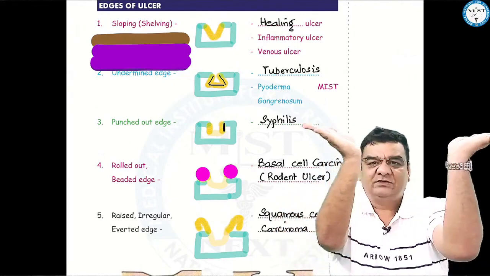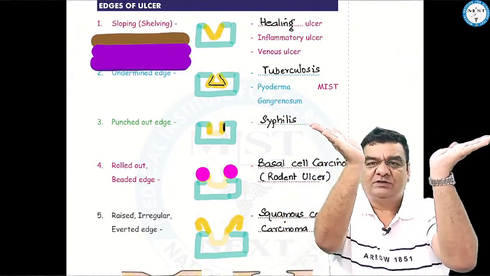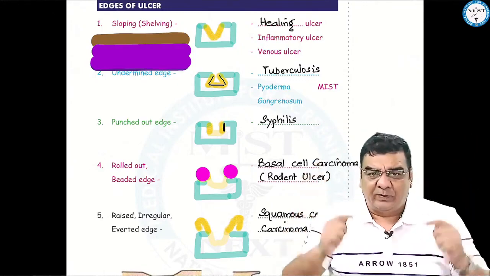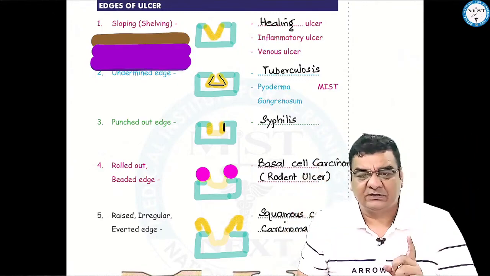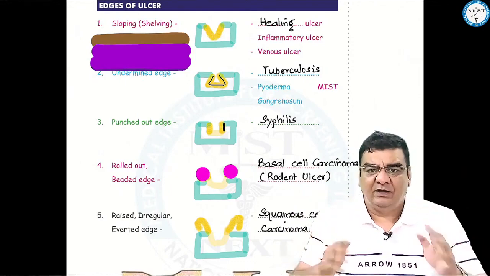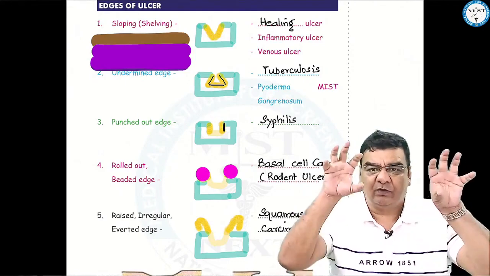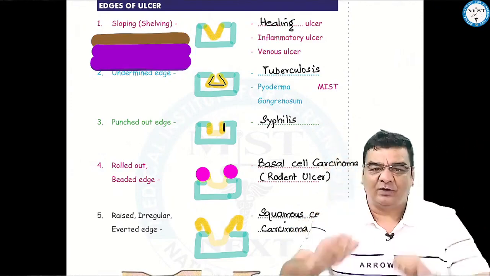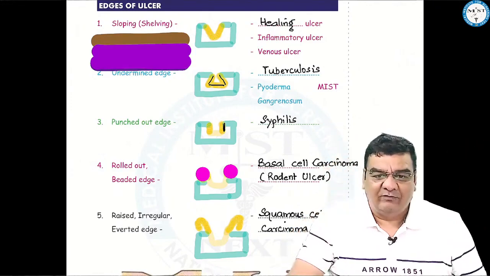And if you see raised and everted edge, this is a squamous cell carcinoma. Let's do it once again, beta. Sloping edge, healing inflammatory venous; undermined, TB; punched out, syphilis; rolled out beaded, basal cell carcinoma, rodent ulcer; raised everted, squamous cell carcinoma. Now, if we just remove this from here and let us try to do it, beta.